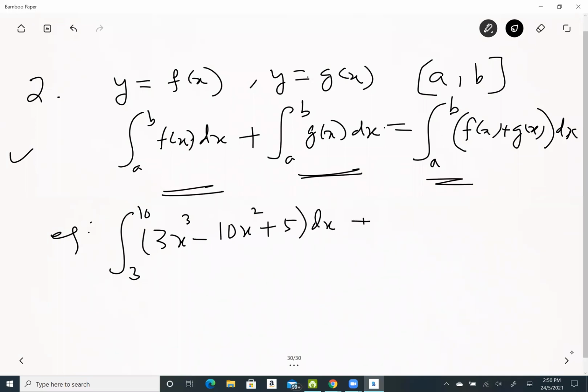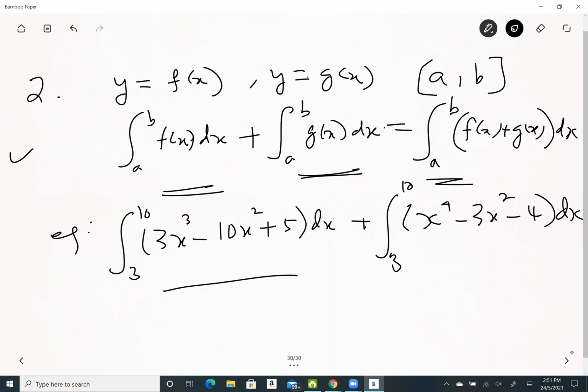And then I have another function, x to the power of 4 minus 3x squared minus 4 dx. Here you see the power is quite high, 3 and 4. If you do it directly, that means you have to do one integration here, and then you have to do another one. That is a lot of work.